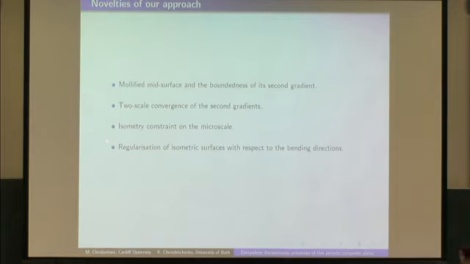And well, it's a technical bit. We regularize limit isometric surfaces with respect to the bending directions. It is important because the magnitude of the elastic energy depends on the direction of bending. This is why we had to make sure that our directions give us a quite regular set to construct a recovery sequence, which sort of imitates the minimizer of the original problem.